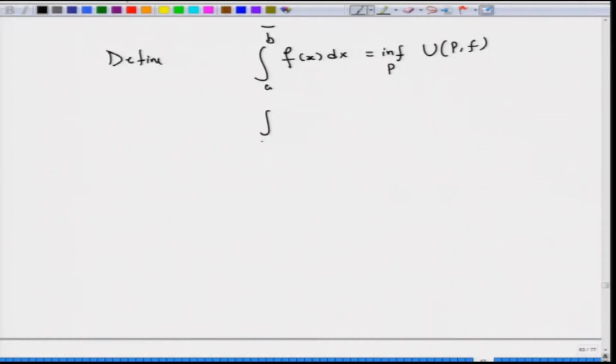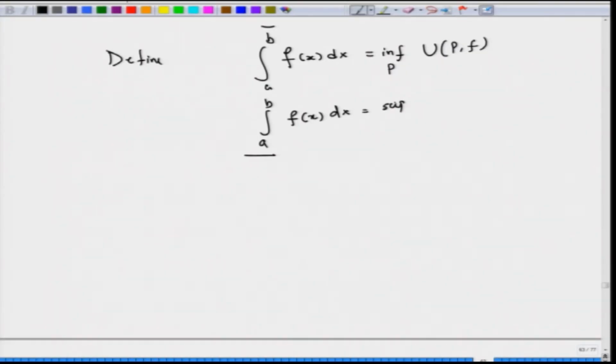The infimum is definitely going to exist, and that is what you denote by the upper Riemann integral. And you denote the lower Riemann integral to be, because for L(P, f) you are trying to approximate from below, the supremum taken over all P of L(P, f).